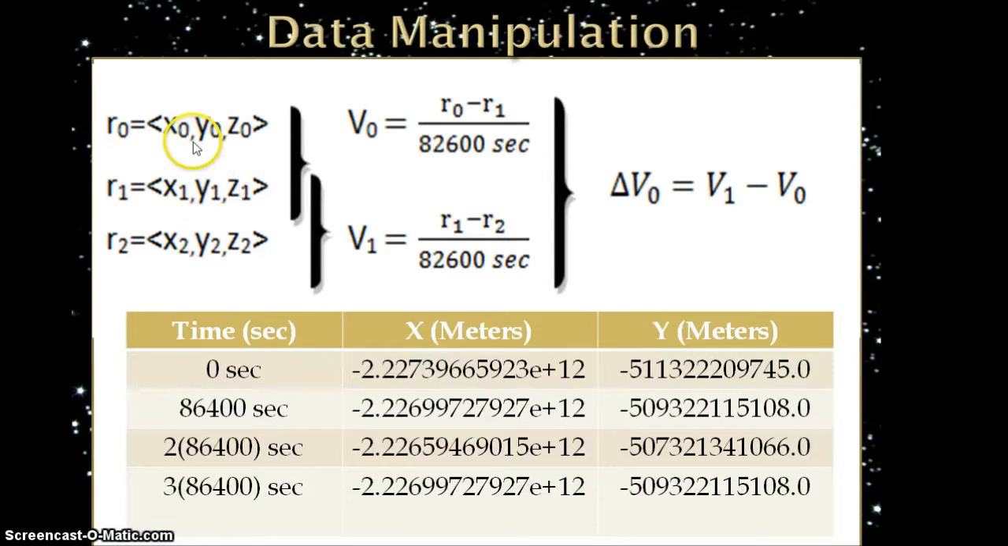From two of these position data points, we can calculate the change in position over time, or the velocity, and from two of these velocity points, we can calculate the change in velocity. We will do this over and over again for all of our data. Remember, this is only the first few data points.